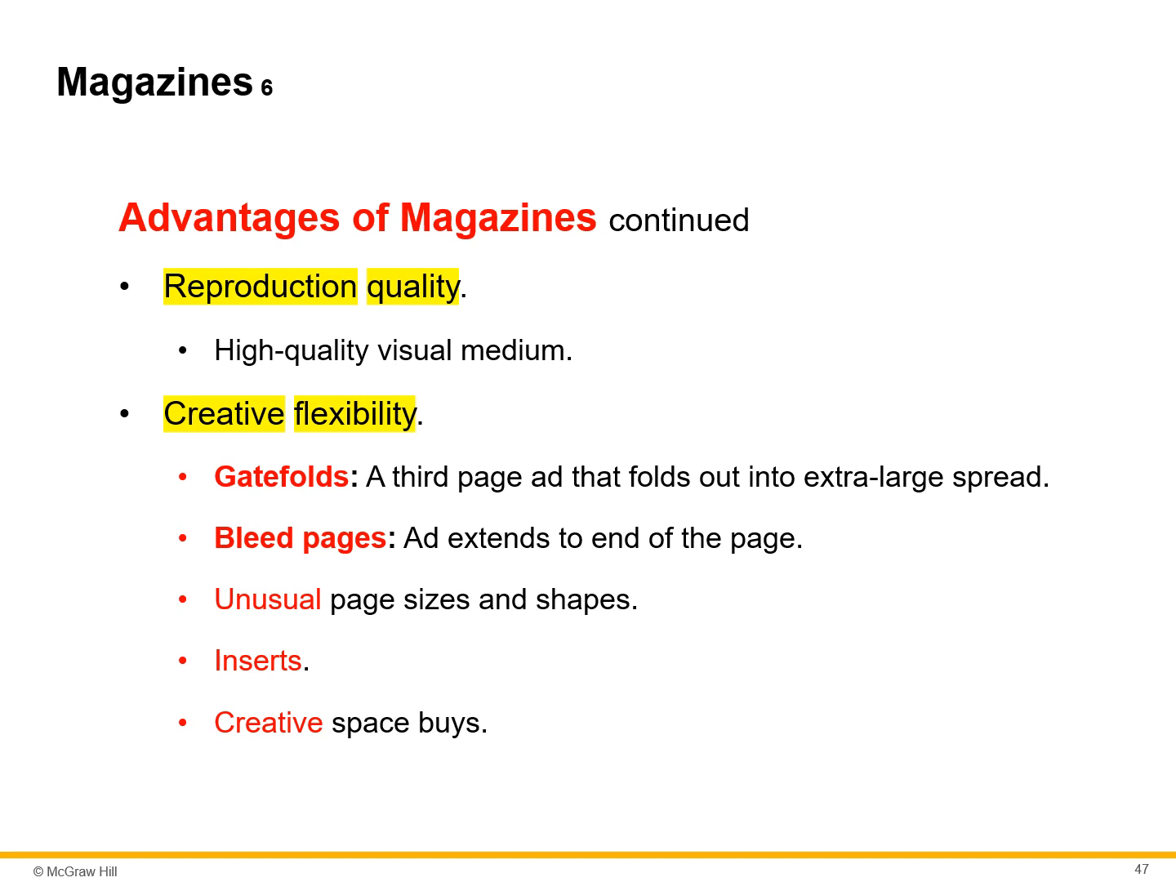And reproduction quality, high quality production, printing of the magazines, high quality visual medium. There are some creative flexibilities also. Make sure you know what is gatefold. Gatefold is a third page ad that folds out into extra large spread. It's called a gatefold. What is bleed page? The ad extends to the end of the page. Okay, and the unusual page or inserts, and also creative space buys. You know, some creative flexibility that's afforded by magazines.